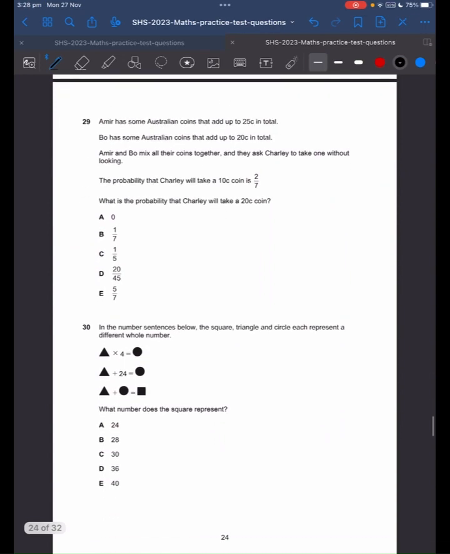Now question 29. Amir has some Australian coins that add up to 25 cents in total, and Bo has some Australian coins that add up to 20 cents in total. They mix the coins together and they ask Charlie to take one without looking. Now, the probability that Charlie will take a 10 cent coin is 2 on 7.